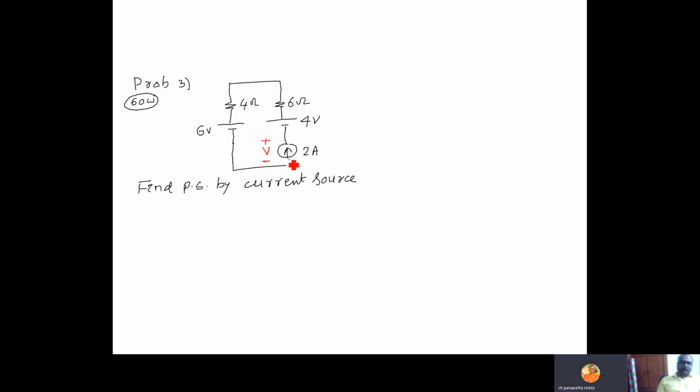But I told you one technique earlier. If a branch contains a current source, in the entire branch, what is the current? Here 2 amps. So everywhere the current is 2 amps only. In the entire loop, the same current of 2 amps. Everywhere 2 amps, independent of the sources, independent of the resistors, the current is the same.